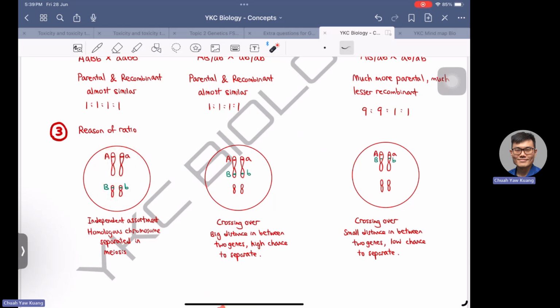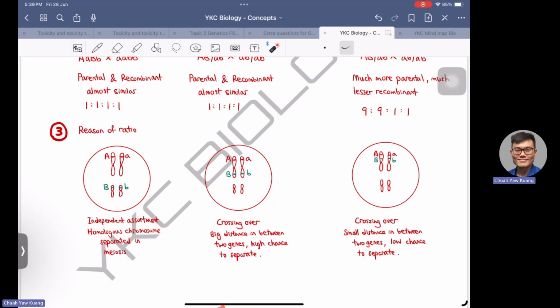So it can be random. It can be these two homologous chromosomes go together, or these two chromosomes go together. Or it can be this chromosome and this chromosome go together, and this chromosome and this chromosome go together. So it's totally random. That's why it's called independent assortment.